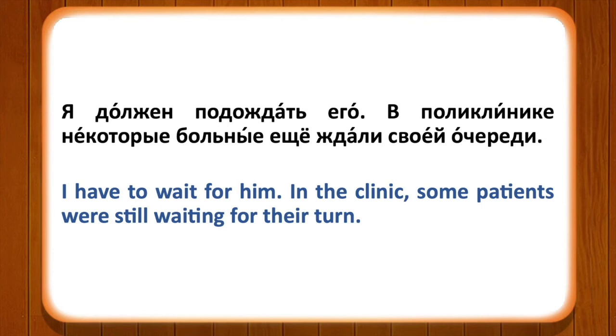В поликлинике некоторые больные ждали своей очереди. Где? В поликлинике. In the поликлинике, in use in prepositional case. Некоторые больные, больной, patient, некоторые больные, some patients ещё ждали своей очереди. Some patients were still waiting for their turn. Dear learners, please remember, verb ждать is taking genitive case here as it is indicating indefiniteness.